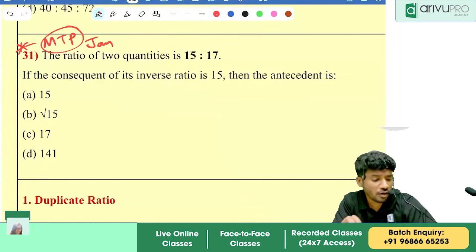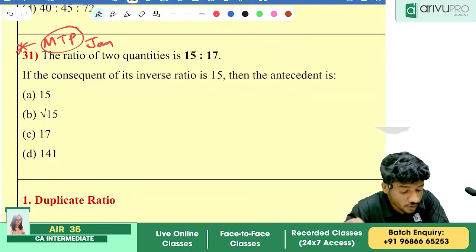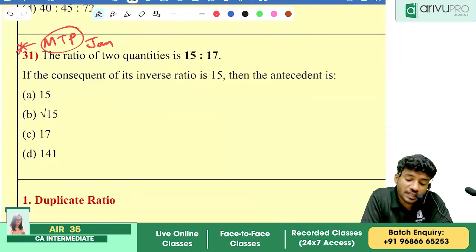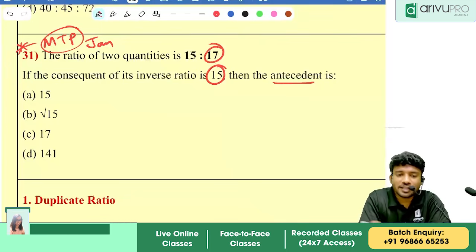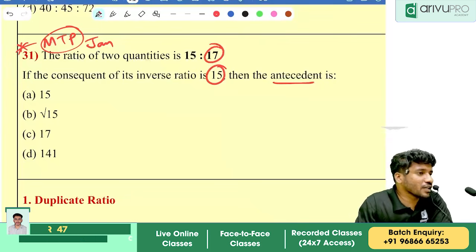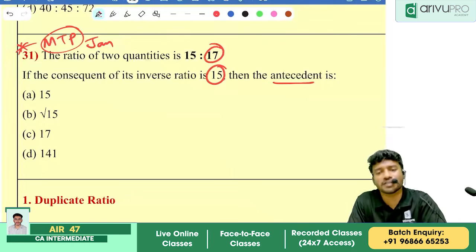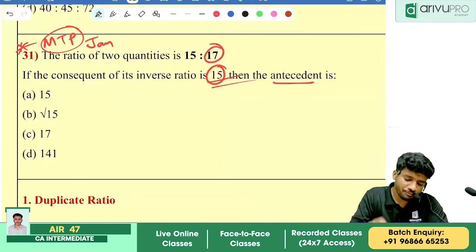Yes. The ratio of 2 quantities 15 is to 17. The consequent of the inverse is 15. Then the antecedent will be what? 17. Inverse is what? 17 is to 15. Then antecedent will be what? 17, since the consequent is 15.